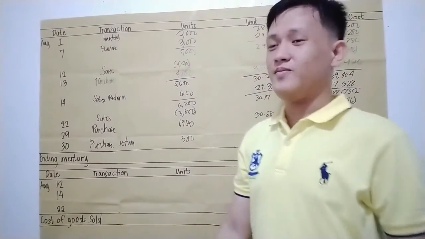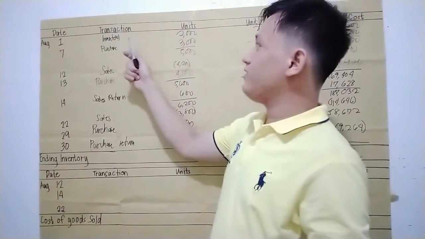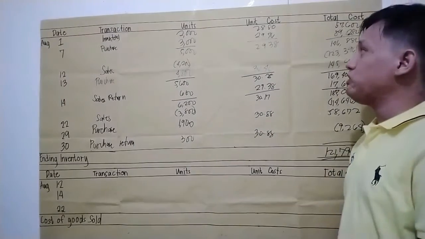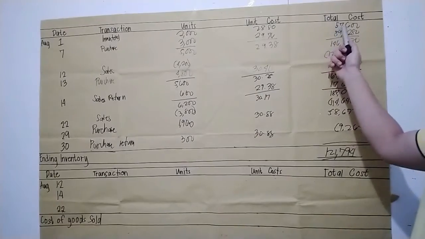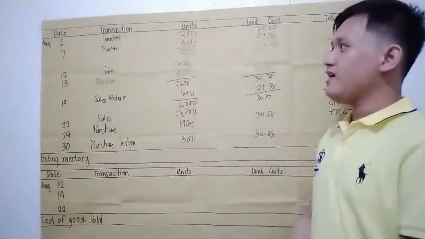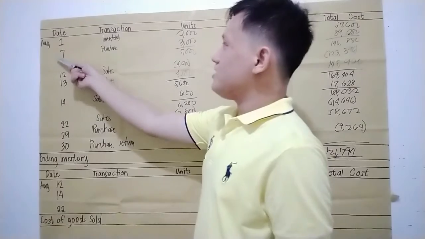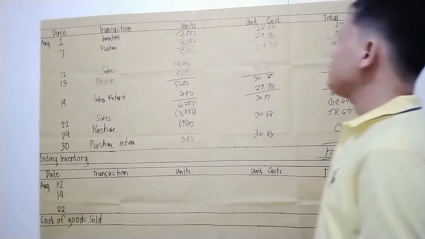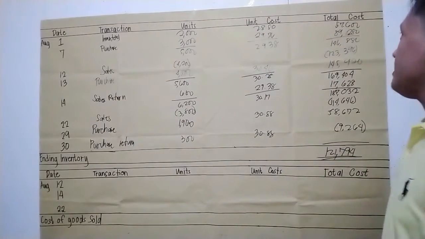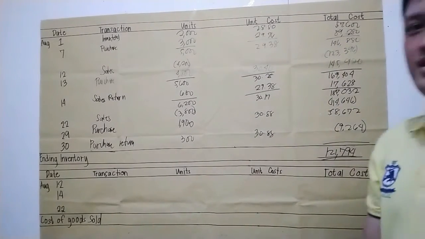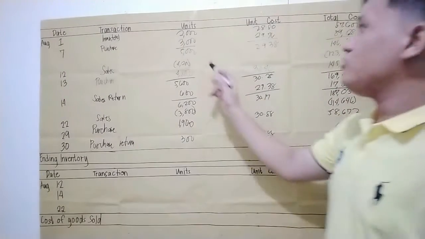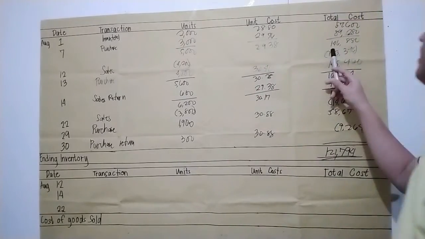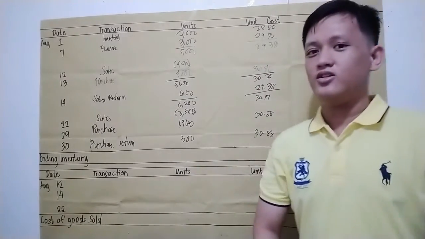On August 1, it has a transaction of inventory, with units of 2,000, a unit cost of 28.80 pesos, and its cost is 57,600. From August 7, it has a purchase and its units is 3,000, its unit cost is 29.76 and its total cost is 89,280. So the total is 5,000 in units, 29.38 in unit cost, and 146,880 in total cost.